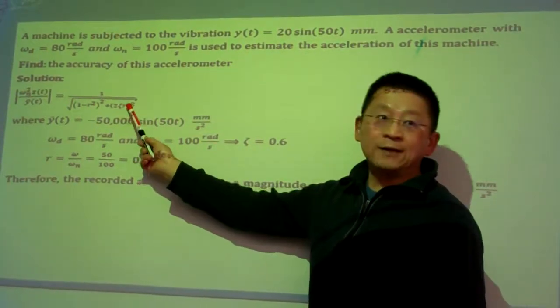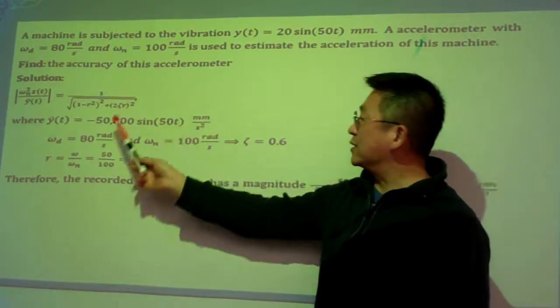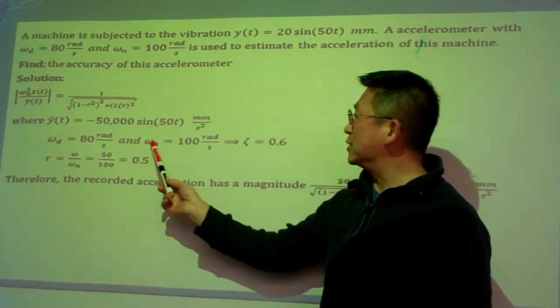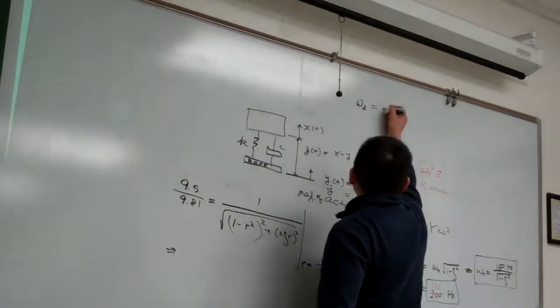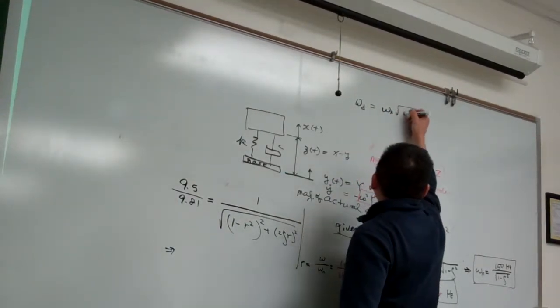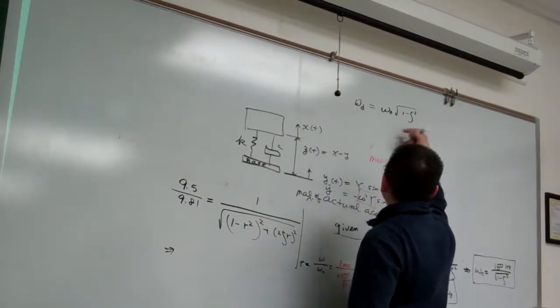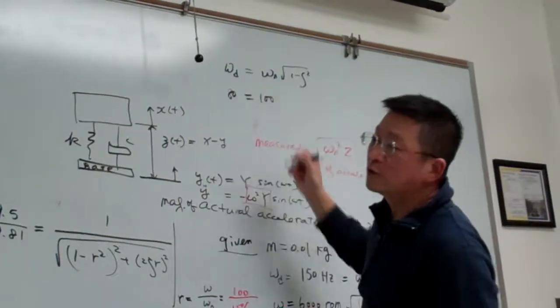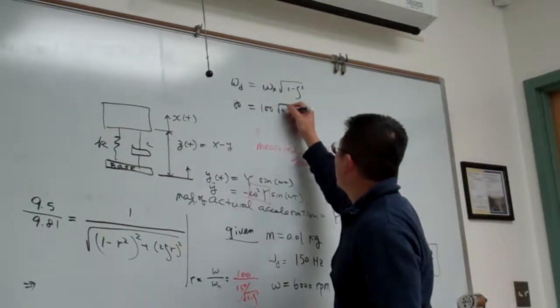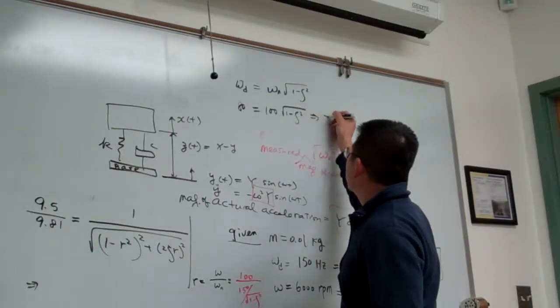How to determine zeta? Zeta is determined by this. We are given omega d equal to this, and omega n equal to that. So you know omega d equals omega n multiplied by the square root of 1 minus zeta squared. Using this equation, omega d equals 80, omega n equals 100 times the square root of 1 minus zeta squared. So from here you can determine zeta.